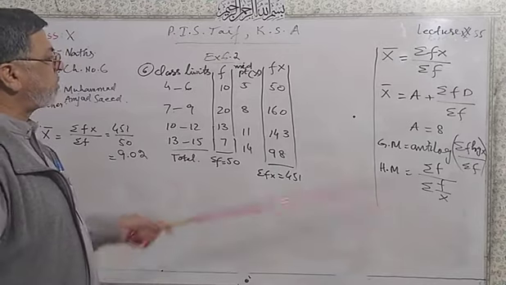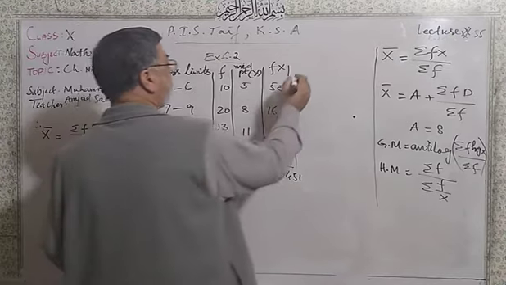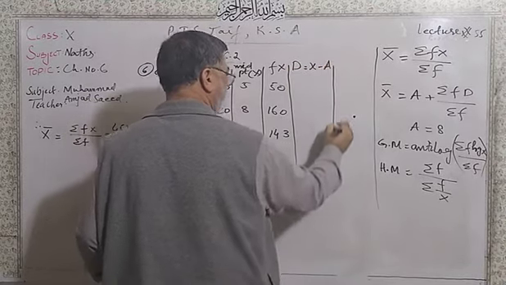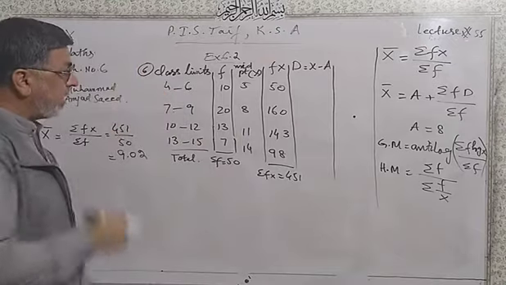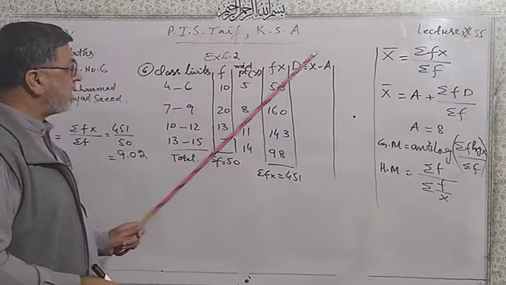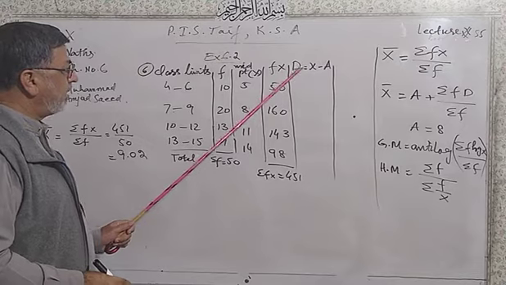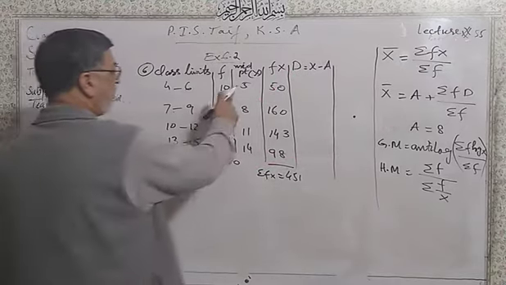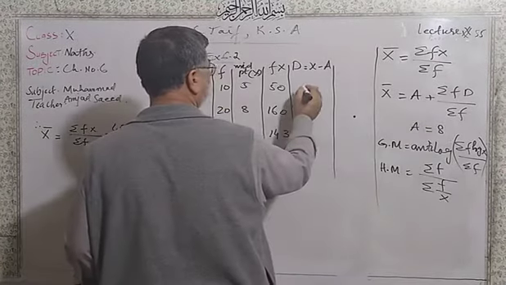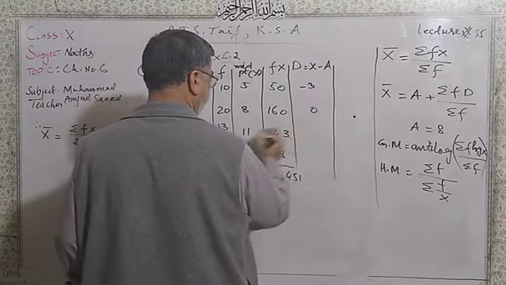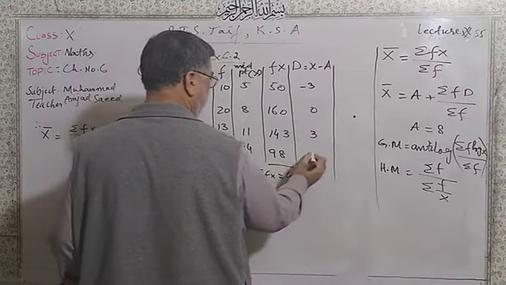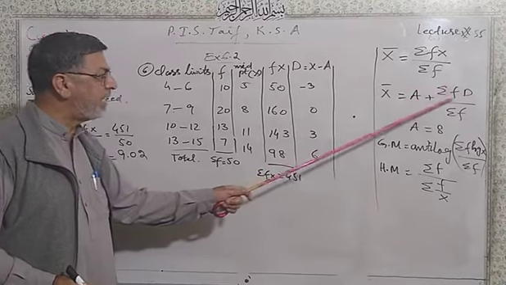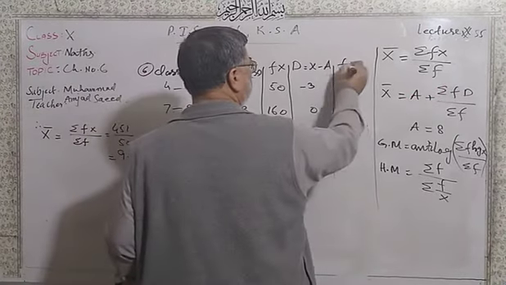For the indirect method shortcut formula, you must make the column of D. D is equal to x minus a. This is deviation. D is equal to x minus a. A is 8. So 5 minus 8 is minus 3, 0, 3 and 6. After that you have to make the column of FD. Next column is FD.